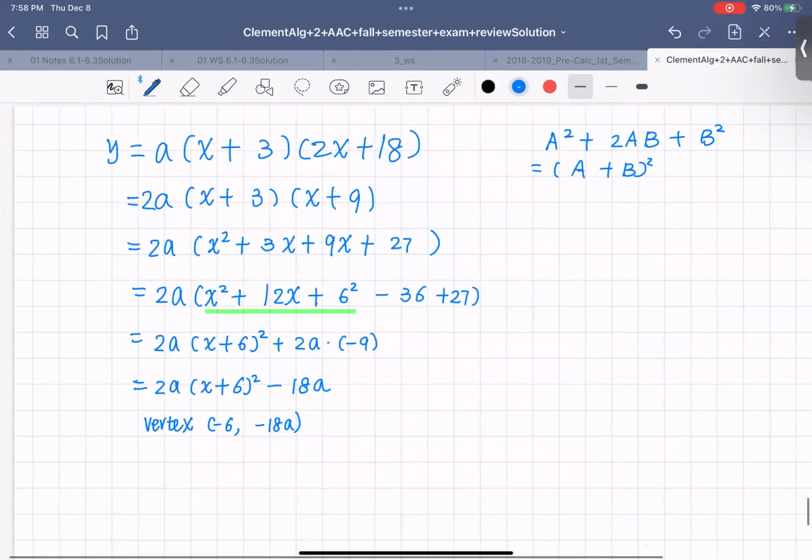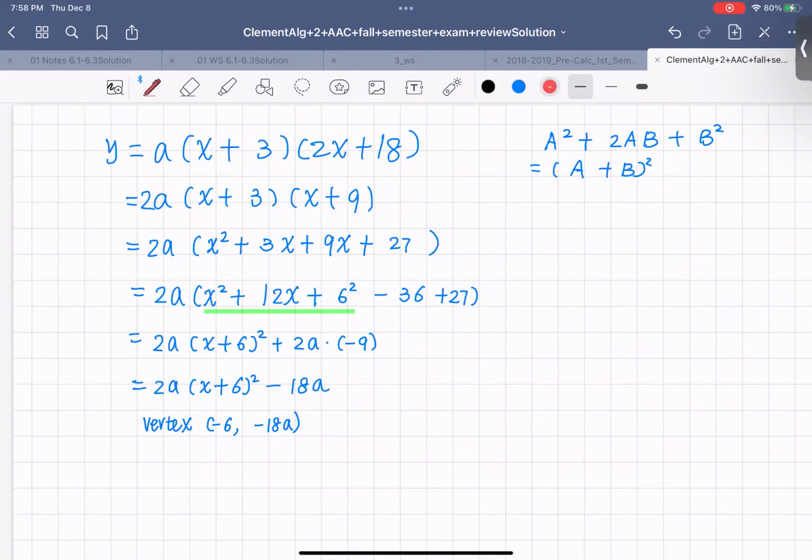Okay. And the standard format, exactly standard format, is 2ax squared plus 12x times 2, which is 24ax, plus 27 times 2a, which is 54a. That's it.